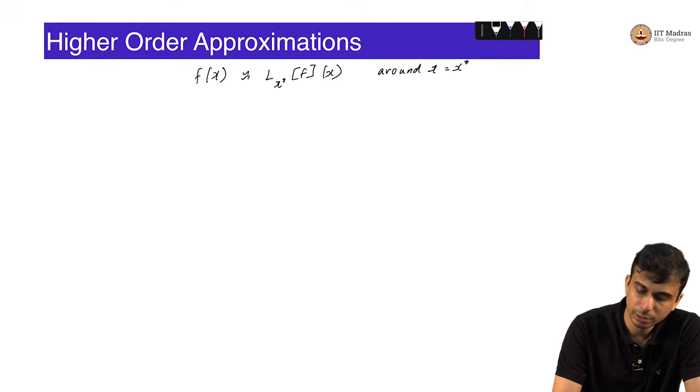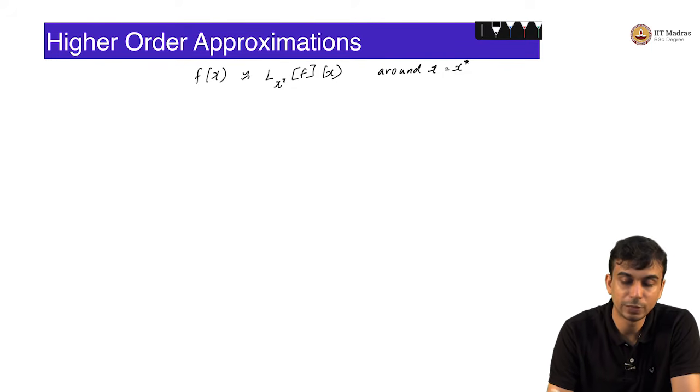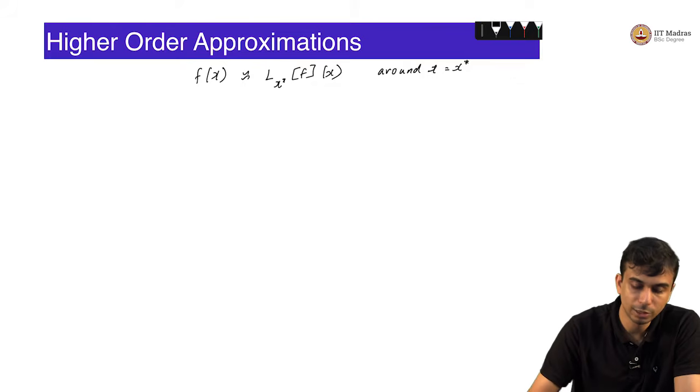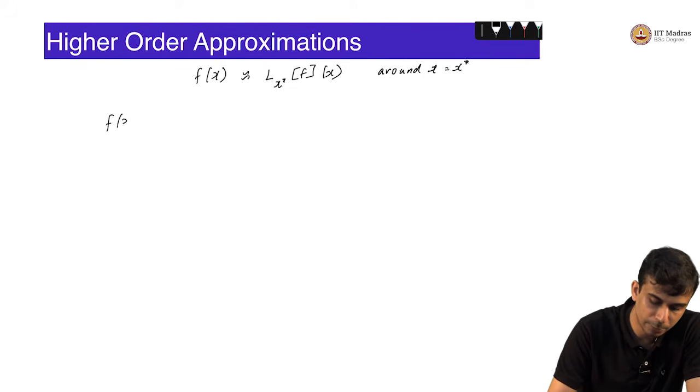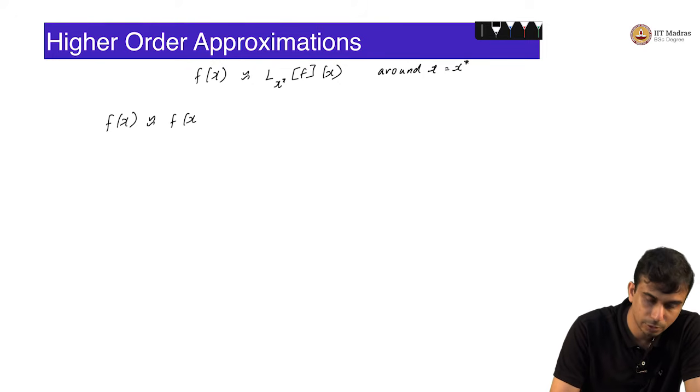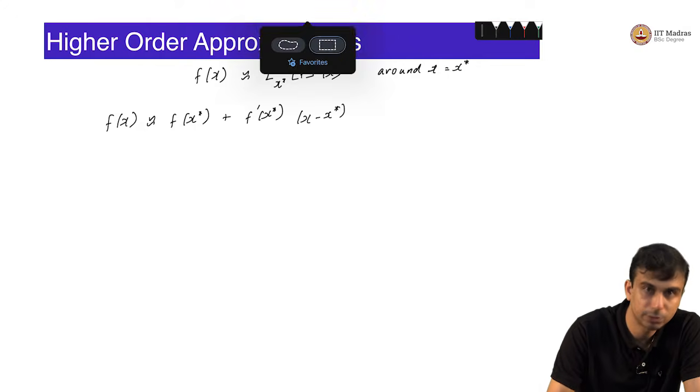This is what you have been doing, but you could argue that there is nothing special about linear functions and you can go higher, and in fact you could do that, and that is the fundamental idea behind higher order approximations. The linear approximation would simply say that f of x is approximately equal to f of x star plus f dash of x star into x minus x star. This would be the linear approximation.